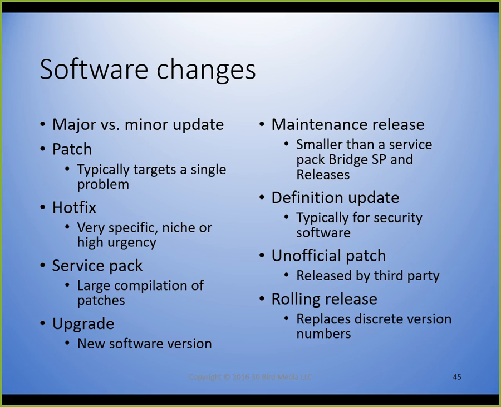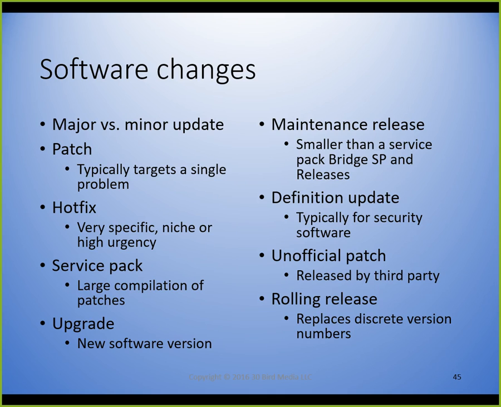Service Pack, large compilation of patches. It brings everything up to date. It installs all the patches prior to it and may add services. An upgrade is a new software. When we go from Windows 7 to Windows 10, I guess we went from Windows 7 to Windows 8 to Windows 10. A maintenance release, smaller packages, bridge the service packs and the releases, and then a definition update, typical for security software. Unofficial patch released by a third party, and those are things that are kind of dangerous.